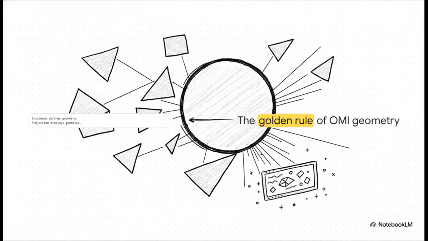And this brilliantly illustrates the golden rule of the OMI framework. Incidence defines geometry. Projection displays geometry. Coordinates and floating point math might still exist to help draw the picture on your screen, but those are just visual adapters. The true foundational authority is the incidence, that underlying network of relationships.